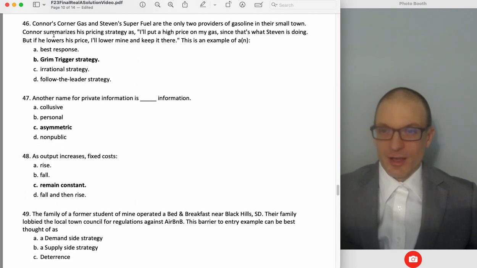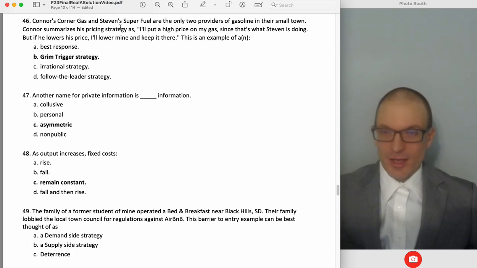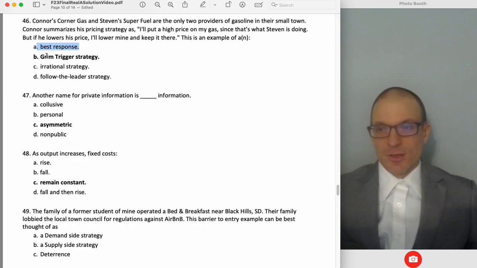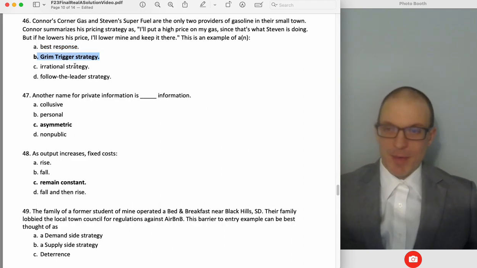Okay, so we have Corner Gas and Super Fuel. We have a pricing strategy: I'll put a high price on my gas since that's what Steven's doing, but if he lowers his price, I'll lower mine and keep it there. Is this the best response? It could be. We don't know, because we don't know payoffs, and so we don't know that Connor is best responding. We just know what Connor says Connor's going to do. Grim trigger strategy? Sure, this is the best answer here. Grim trigger is starting off pricing high, starting off cooperating. Then if they defect, we defect forever, right? Lower my price and keep it there.